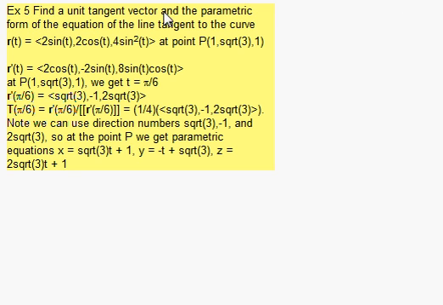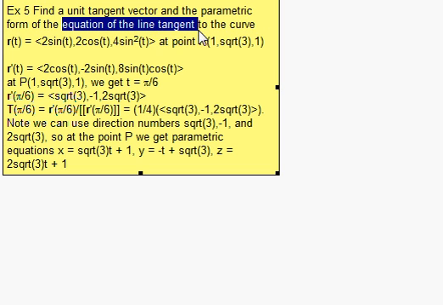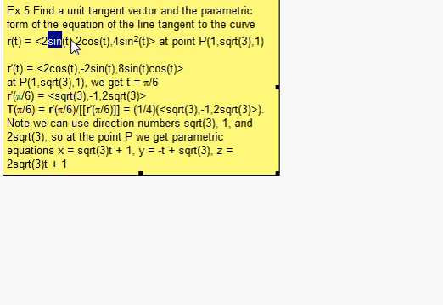Another example, find a unit tangent vector and the parametric form of the equation of the tangent line to the curve. Here's the curve given as a vector valued function in component form: 2 sine of t i plus 2 cosine of t j plus 4 sine squared of t k, at the point P, given as (1, square root of 3, 1).